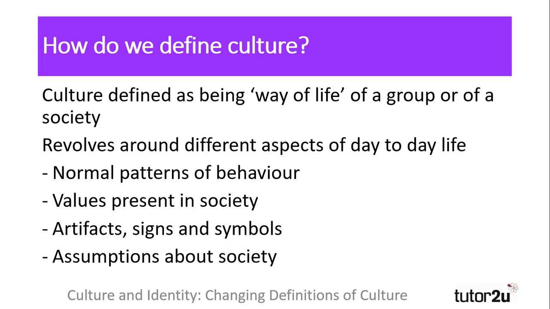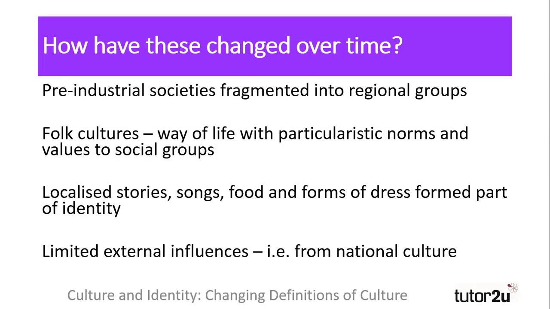But was this always the case? Looking back at pre-industrial society, culture was more fragmented across geographical areas. Local cultures, what we may refer to as folk cultures, were the dominant form of culture in society at this period. Culture was constructed of particularistic norms and values, those specific to regional groups. For example, in the UK, there are many regional dialects, cuisines, traditions, holidays and forms of music and oral history that stem back to pre-industrial society.